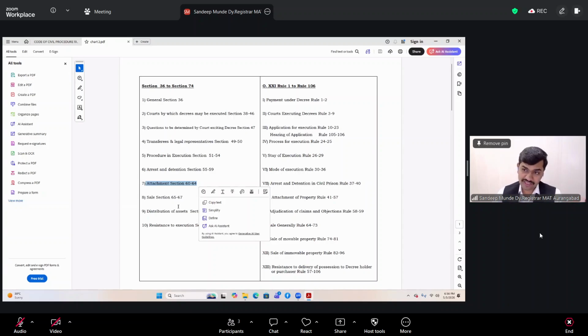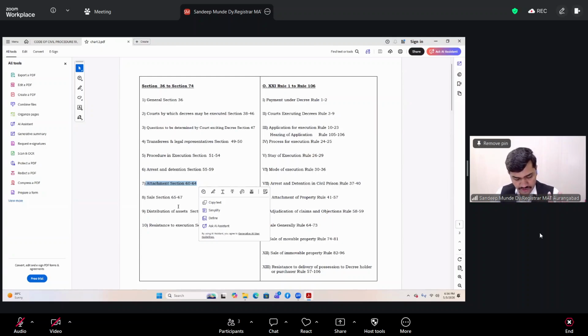When several courts have attached the same property, what is the procedure given under Section 63? And Section 64: private alienation of property after attachment to be void. If the property has been attached by the court in execution of a decree, and if he has aliened that property, it will be void.